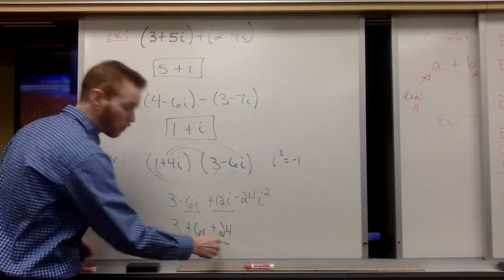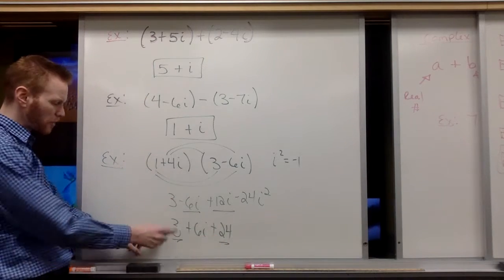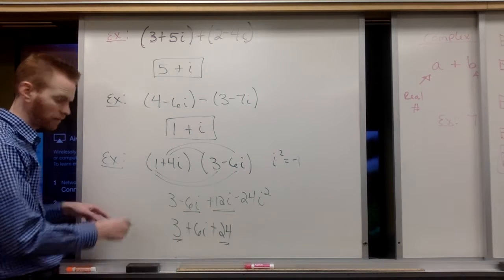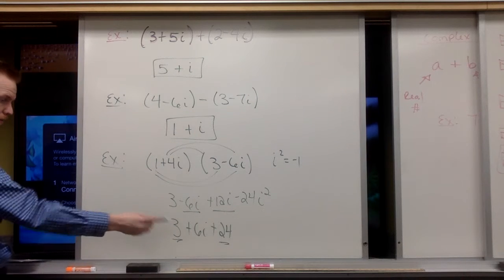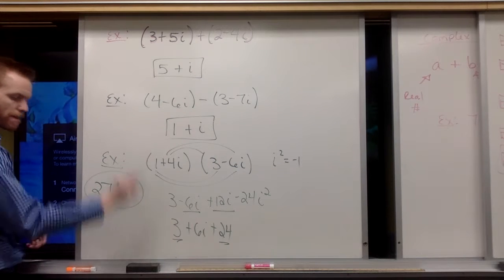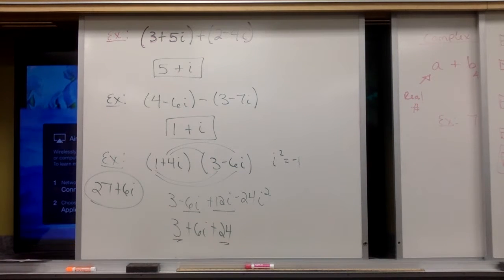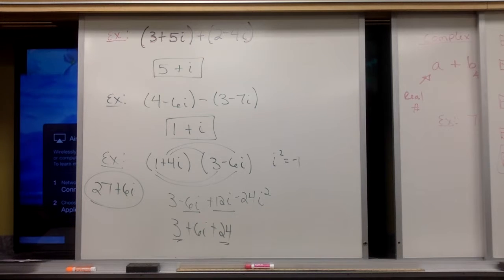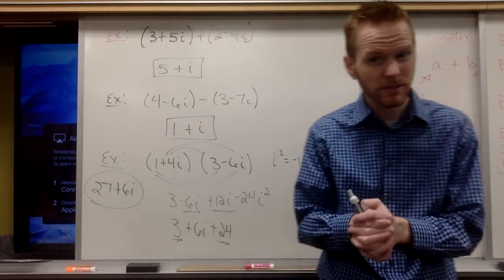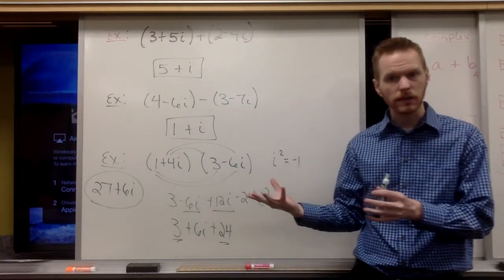Last step, combine more like terms. We're not done. 3 plus 24. I'm out of space. I'm going to write it over here if that's okay. 3 plus 24 is 27 plus 6i. And there's my final answer. All right? What do you think? Questions? Not too bad of a concept.